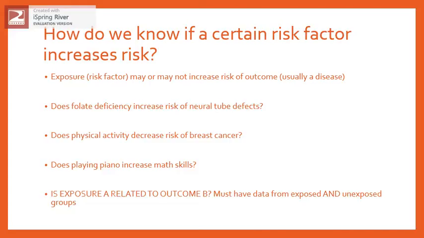And so in order to do that, we have to have data from 2 groups, the exposed and the unexposed. So we would need to have, with the folate example, we would need to study people who have a folate deficiency, those would be exposed, and people who don't. We would need to know about breast cancer in people who are physically active compared to people who are not. We would need to know about math skills in people who play the piano and people who do not. We cannot answer these questions without some comparison. We need to compare the outcome in the exposed group and the unexposed.